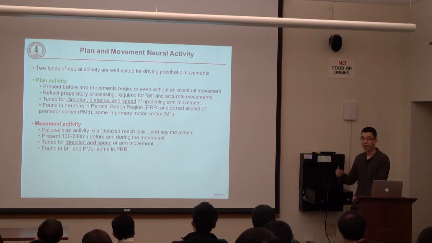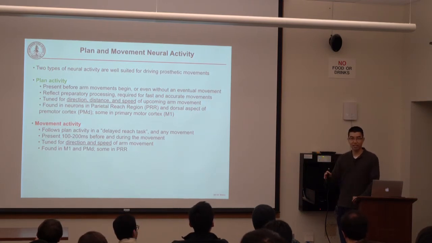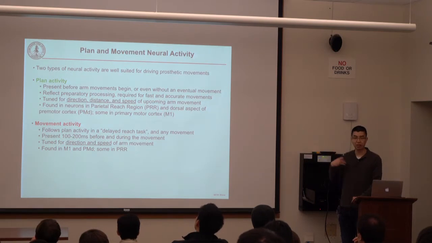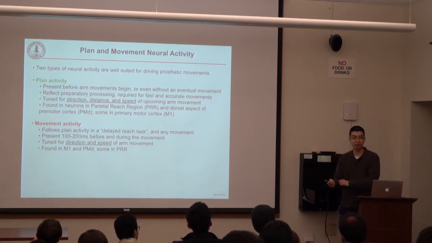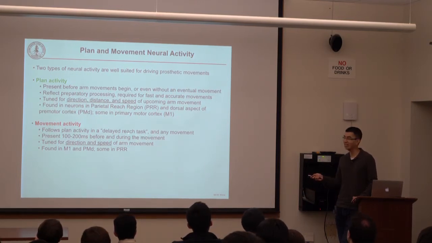So you make a plan to hit a target, for example, or to swat a fly, and then you actually have the movement where you go and swat a fly. This movement is the activity that goes down your spinal cord and eventually communicates to your muscles to contract them so that you can make a desired movement. And this activity is present 100 to 200 milliseconds in your motor cortex before and during the movement. Can anyone tell me why that is?